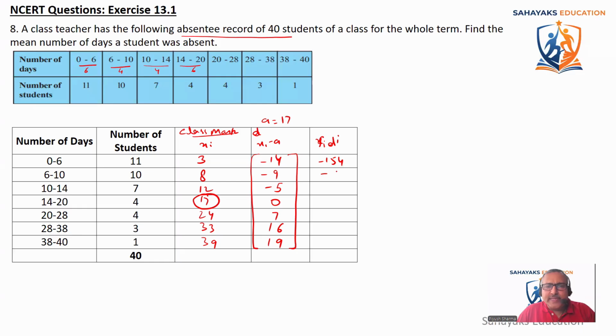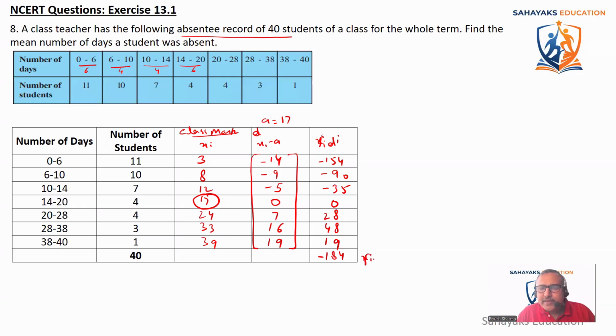10 into minus 9 is minus 90. Then 7 5s are 35. Then it is 0. It is 7 4s are 28. 16 3s are 48. And 19 1s are 19. Now you have to compute this value. So it comes out to be minus 184. So what is this value? This value is called fi di. Sorry, it is fi di, not xi di.